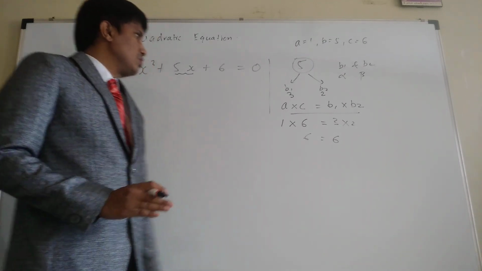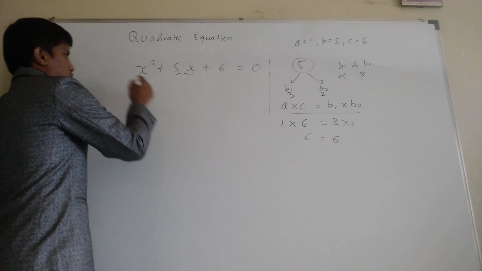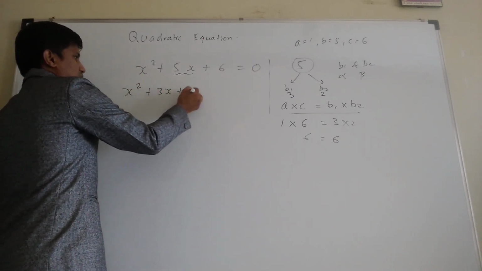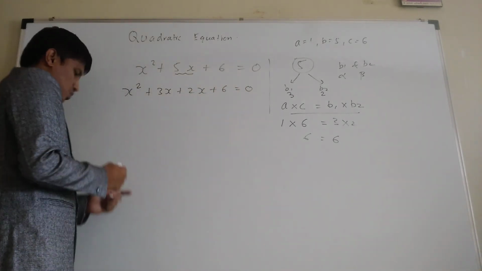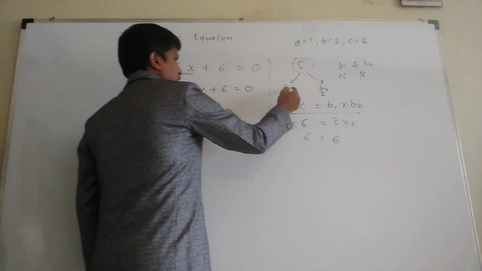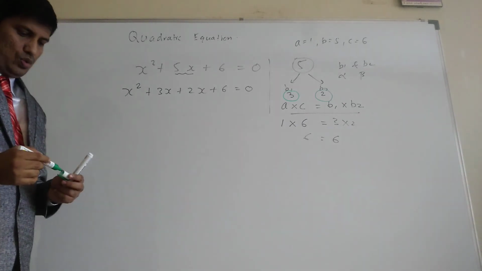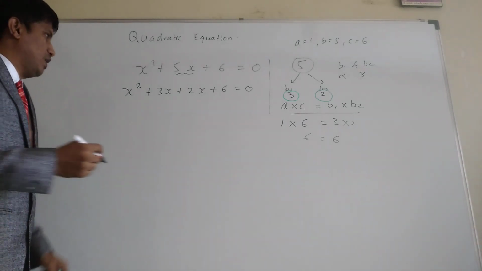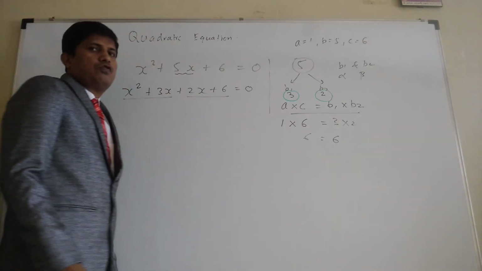So x square plus 5x plus 6 is equal to 0. So x square plus 3x plus 2x plus 6 is equal to 0. How do we get it? We have just split this term like this. So this is 3 into 2, 3 into 2 is equal to 6, and 3 plus 2 is equal to 5. So now separate these four terms.